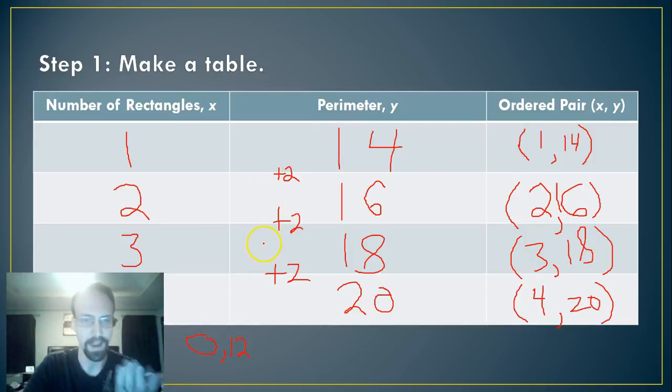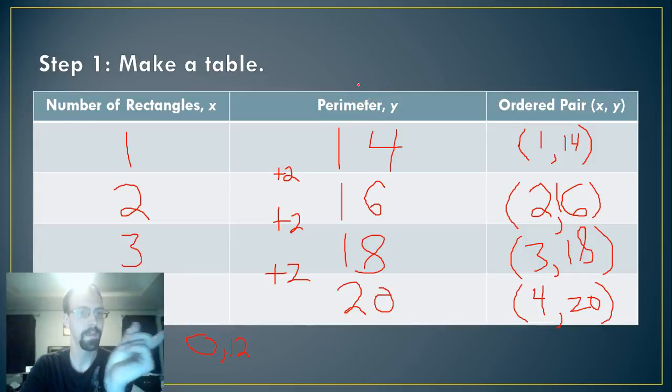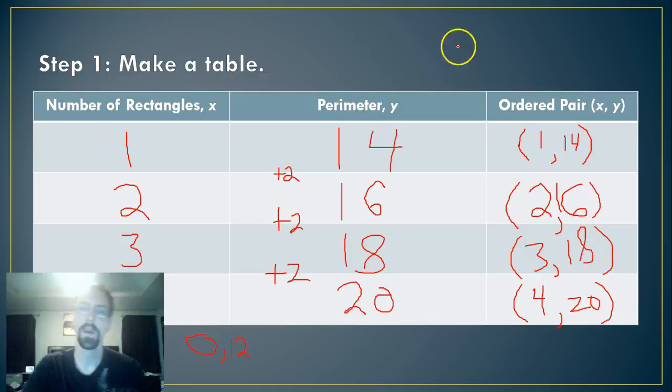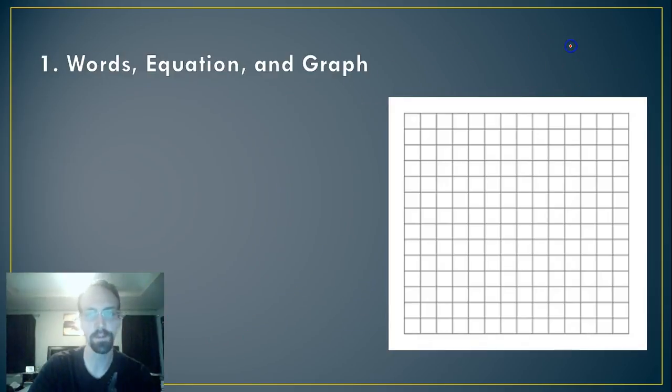We're actually done with the table. Everything is finished with the table. We got all of the instances of the pictures covered. We have rectangles, we have our x, we have our y, and we have our ordered pair. This is backwards for me, so it's kind of hard to see. Ordered pair. Bam. Right over there. All right, so that's the table. Step 1, part 1. Step 2, 3, and 4: words, equation, and graph.